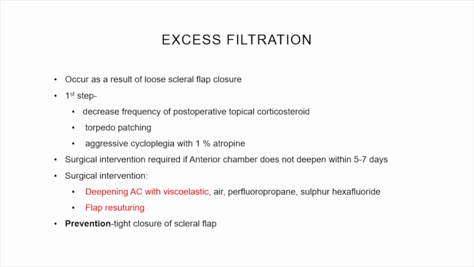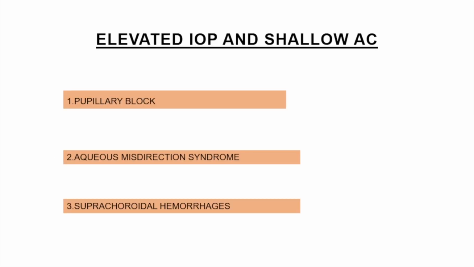The third and the last cause for low IOP with shallow AC is excess filtration, and it occurs as a result of a loose scleral flap closure. The first step is to decrease the frequency of the post-operative topical corticosteroids, and aggressive cycloplegia with 1% atropine. Surgical intervention is required if anterior chamber does not deepen within 5 to 7 days post-operatively. Surgical intervention usually is the deepening of the AC with viscoelastic, air or perfluoropropane, and flap resuturing. We can prevent this by tight closure of the scleral flap during the primary surgery.